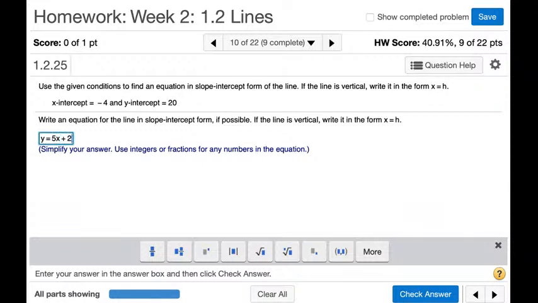Let me see. X-intercept: when x is negative 4, we get 0, which is what we expect. When x is 0, we get our 20. We're going to go with this answer. Okay.